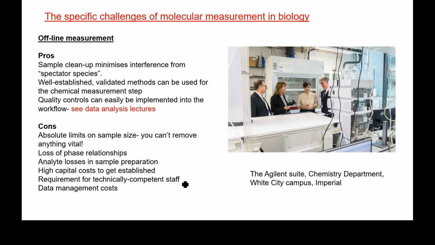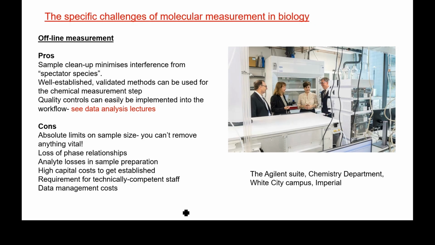But the advantages are you've got time to clean up your measurement to minimize interference. These are well-established, validated methods, and you can do all of that to characterize your chemical measurement step properly. You can implement quality controls really easily into your workflow. The downside is there are absolute limits on how many samples you can take from a human.